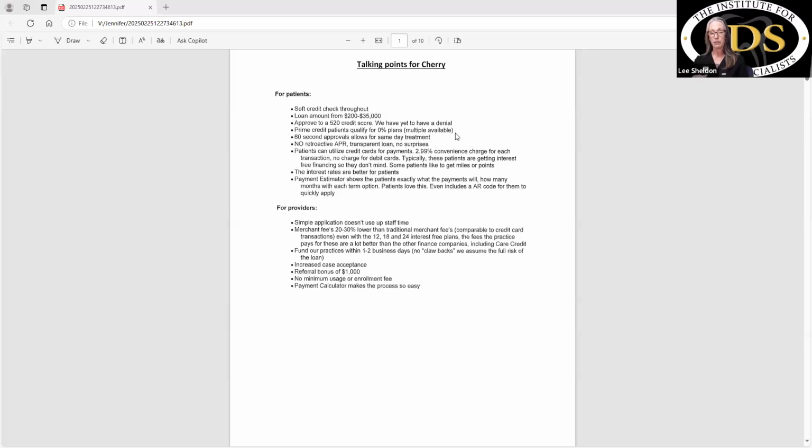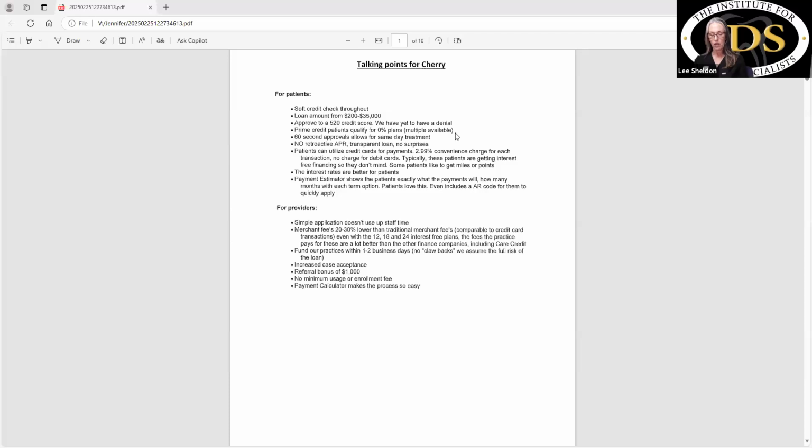We have yet to this day, we've been using it for a year, have a denial, and that's pretty good. Anybody out there who has run Care Credit, Lending Club, Green Sky, you know you get quite a bit of denials. We haven't gotten one yet with Cherry, so that says a lot because we see 28 new patients a week.